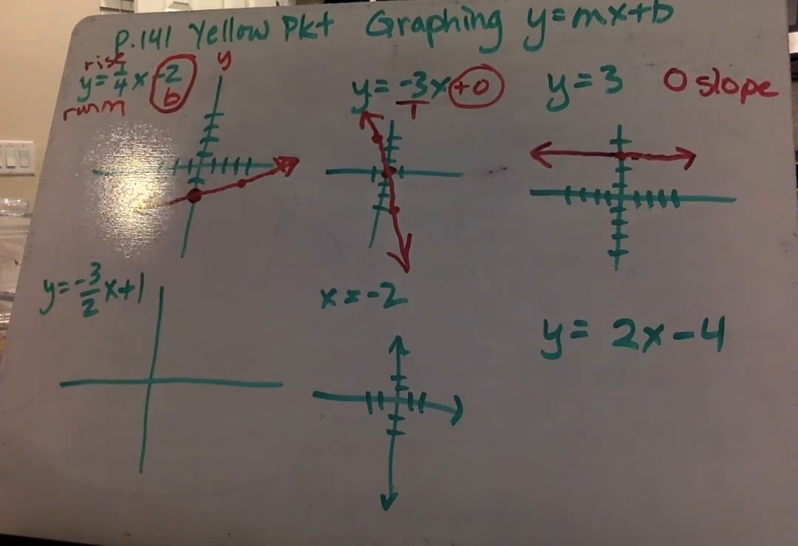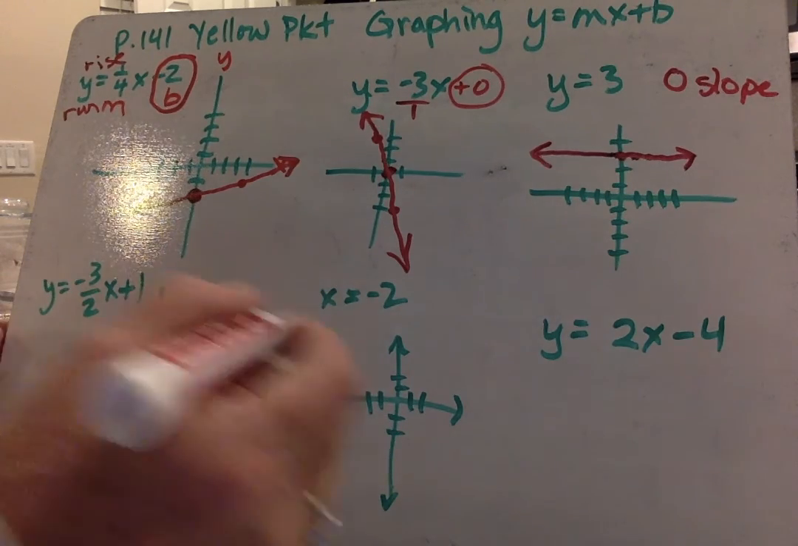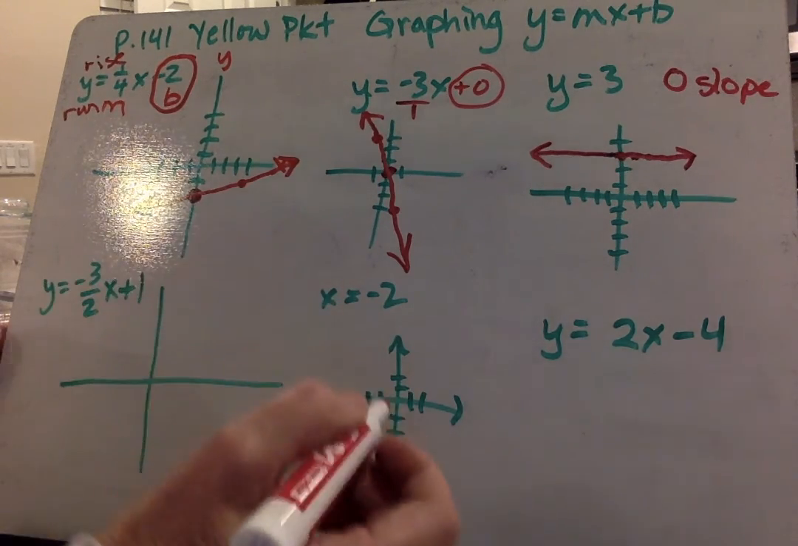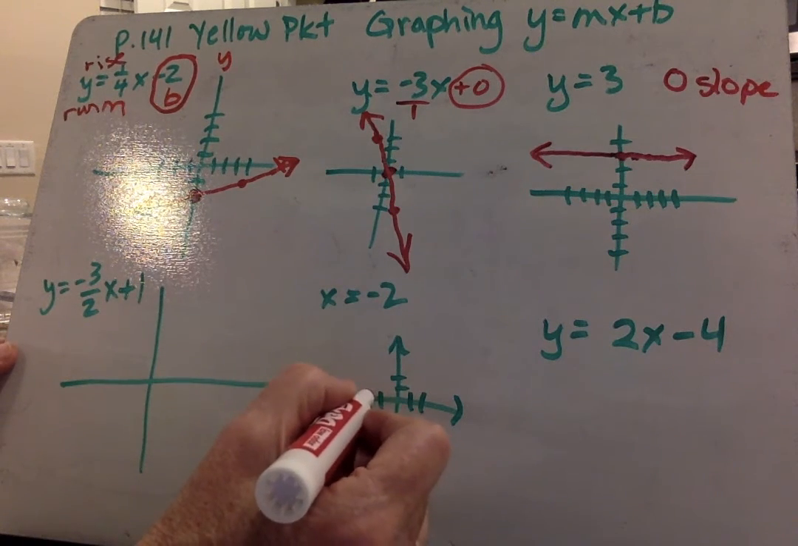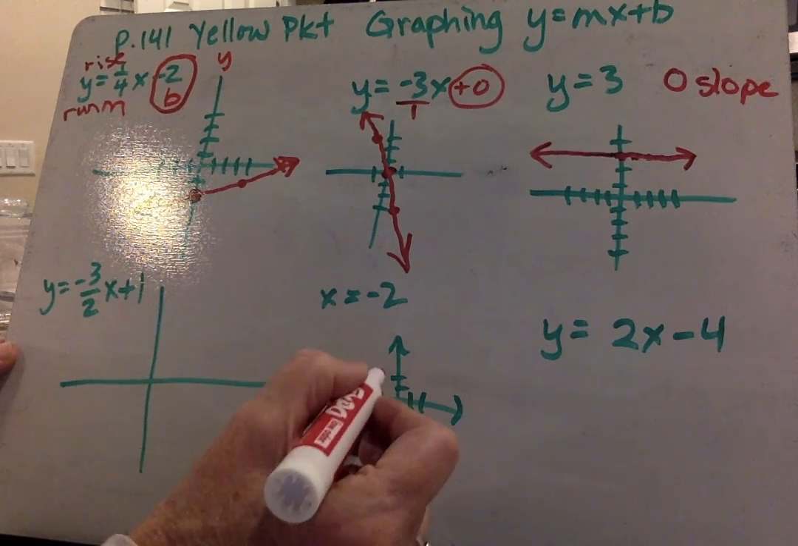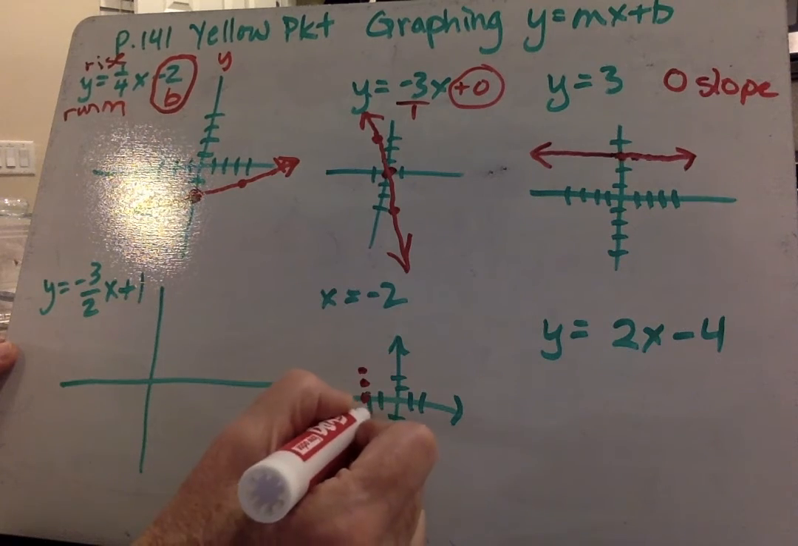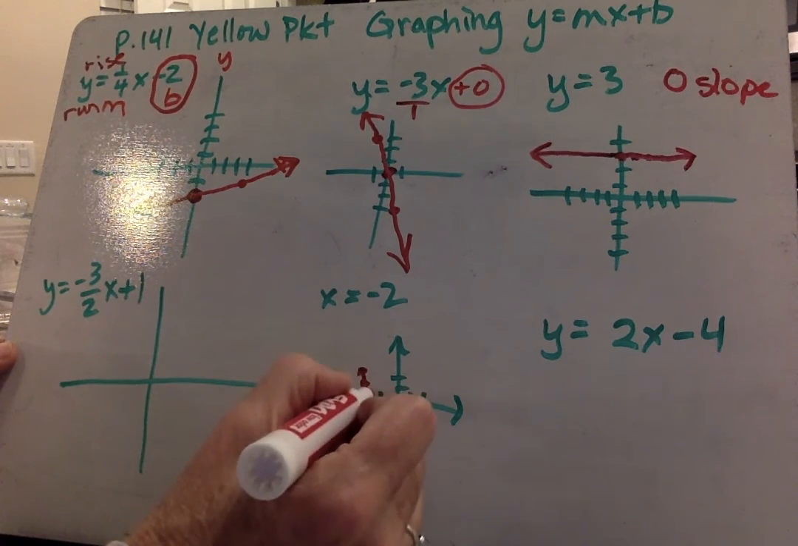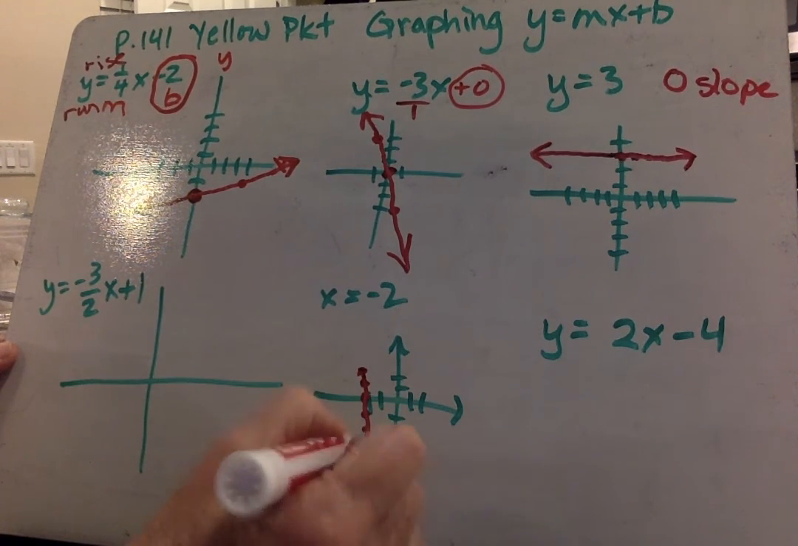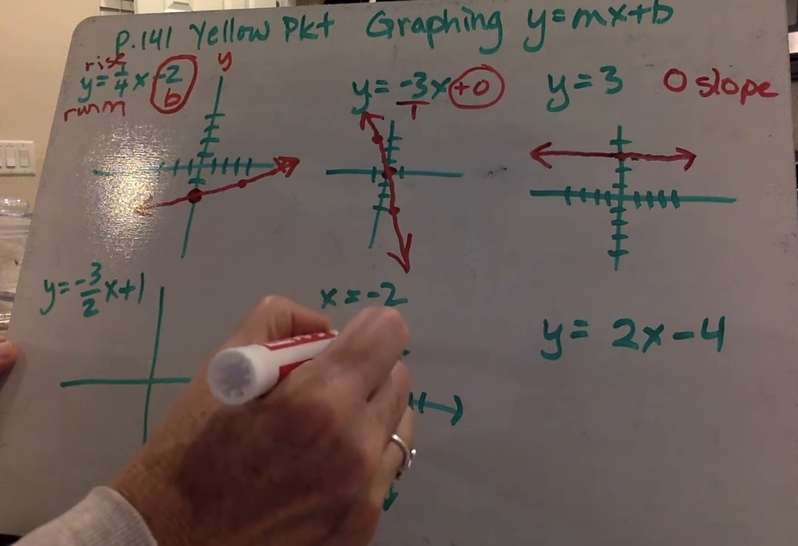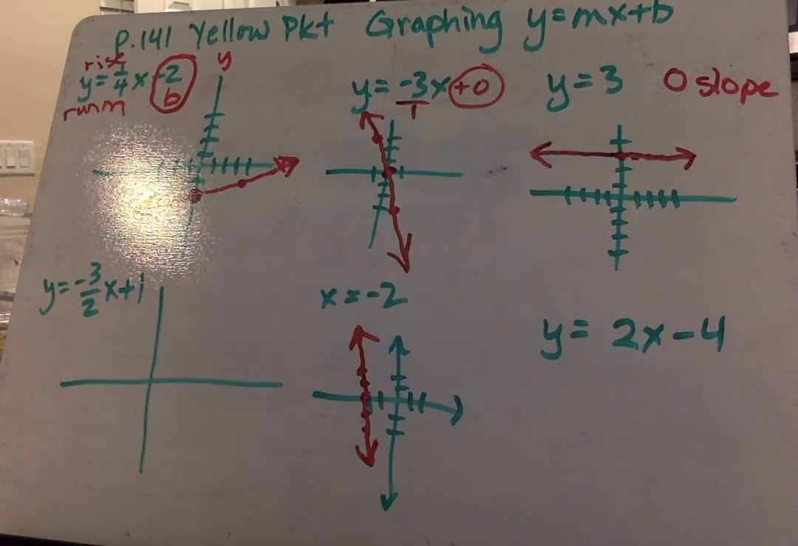But Miss Rupert, what if there's no y and x equals -2? That means y can be anything. So if I go -2, 0, -2, 1, -2, 2. So again, y can be anything. X has to be -2. So that's how that line looks.